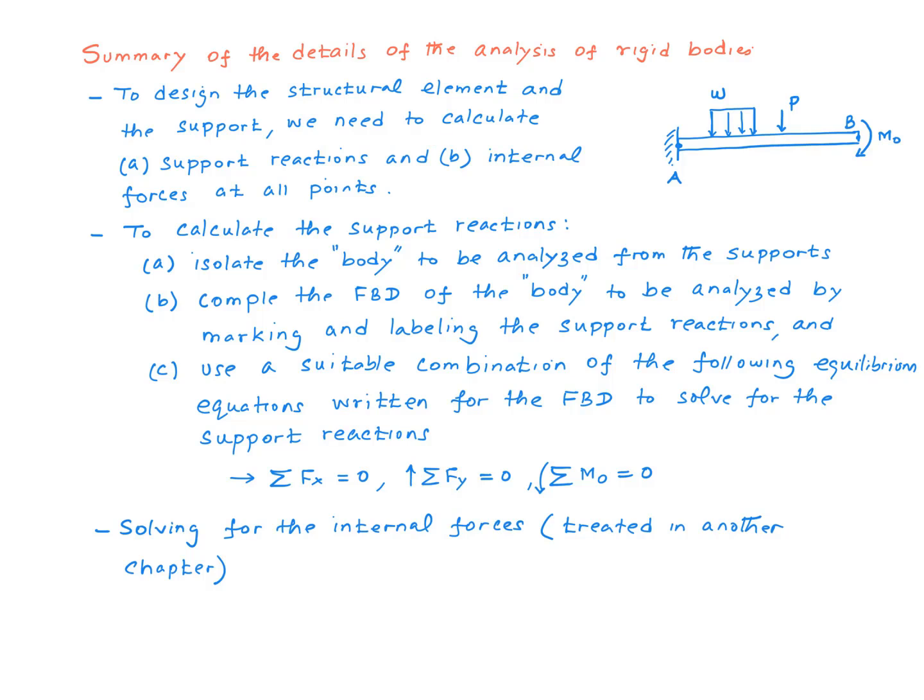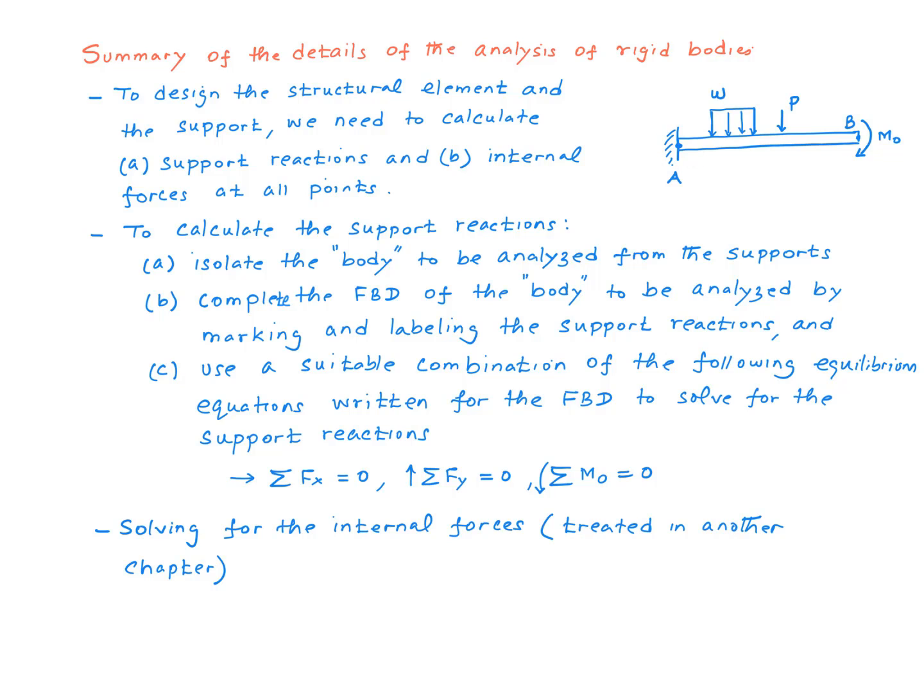So here's a brief summary of the details of the analysis of rigid bodies. First, we recognize that to design a rigid body like a beam like this, we need to know two things. We need to know the support reactions, and we need to know the internal forces at any point within the rigid body. To calculate the support reaction, the first thing we want to do is to isolate the body to be analyzed from their supports.